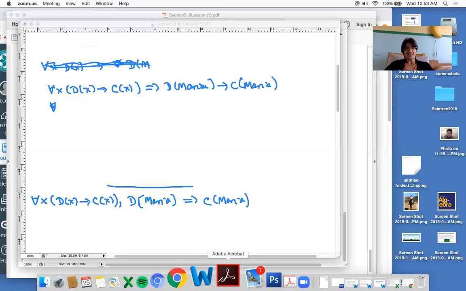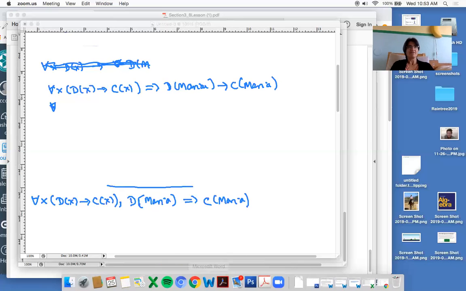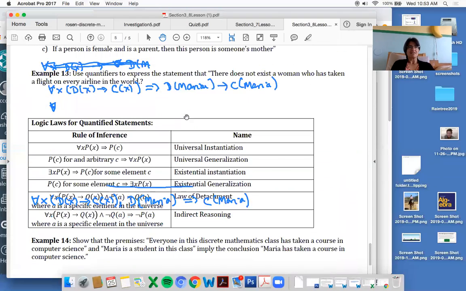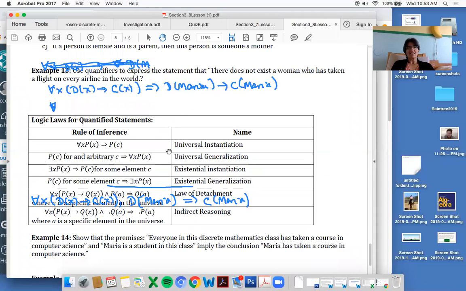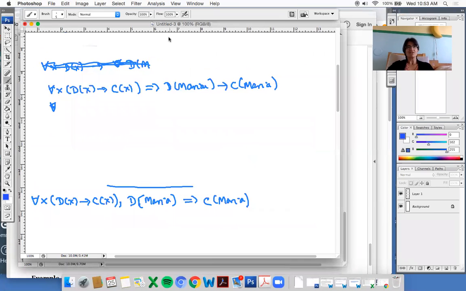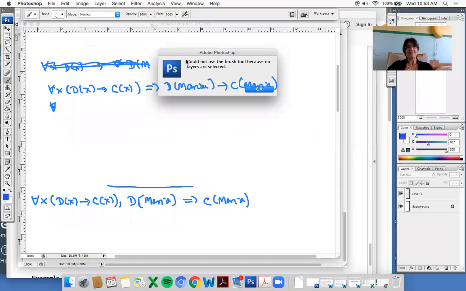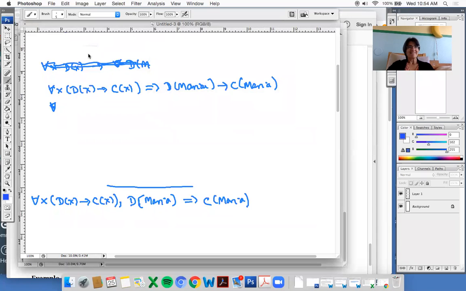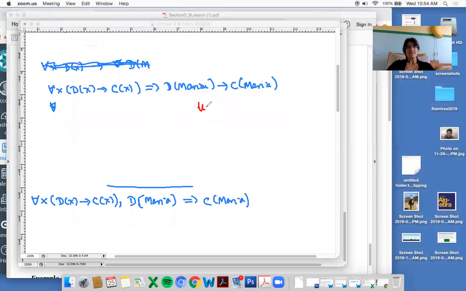So this is an example of this first rule right here, the universal instantiation. If a statement is true for all people in the universe, it's going to be true for one person in that universe. So this is universal instantiation.